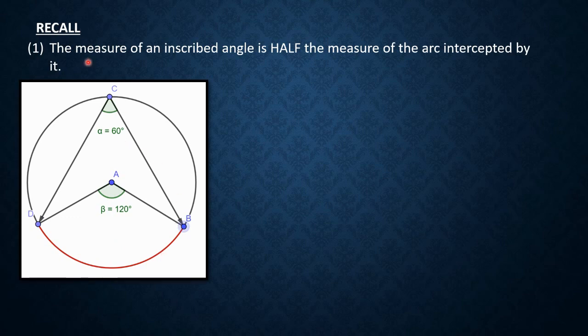Now inscribed angle theorem states that the measure of the inscribed angle will be half of the measure of the arc that it intercepts. So in this case, measure of arc DB will be 120 degree because measure of the central angle is also 120 degree. And by the inscribed angle theorem, angle DCB will be half of 120, that is 60 degree.